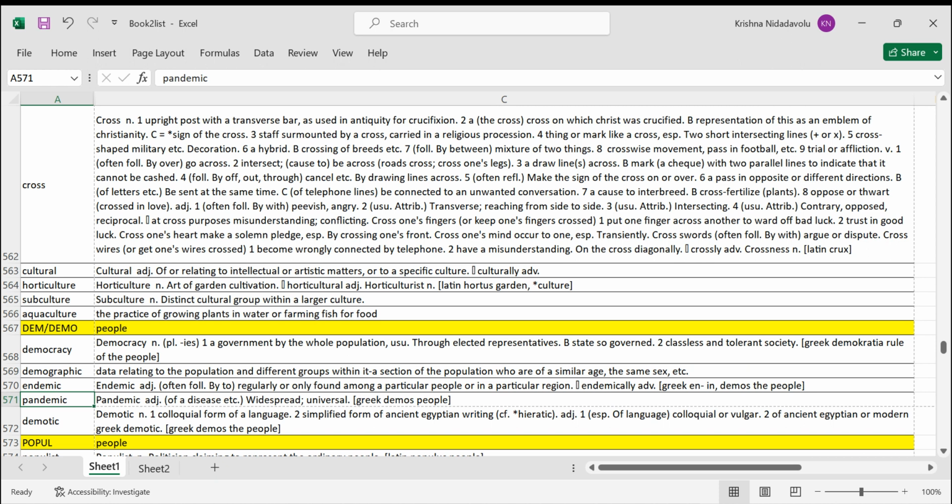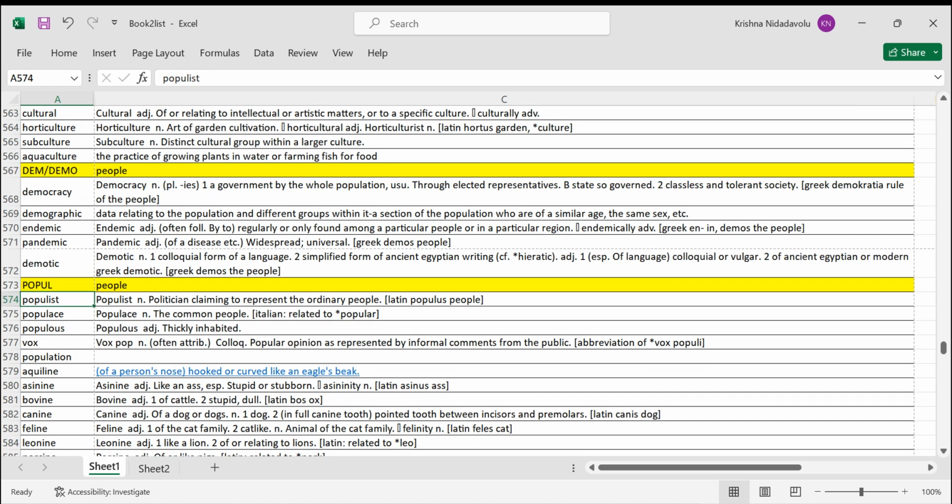Next, we'll understand another word which is related to people. That is population. Population is about people, right? Popular. What is popular? Popular is liked by many people. We know this. Popular.